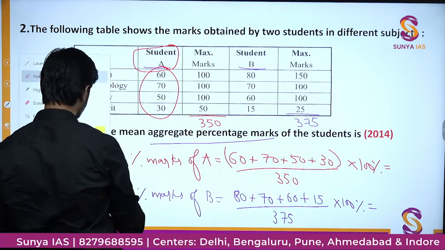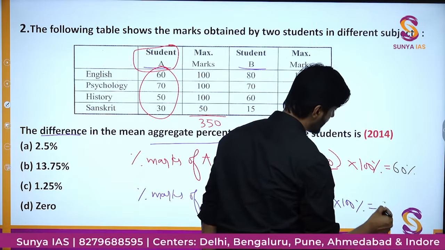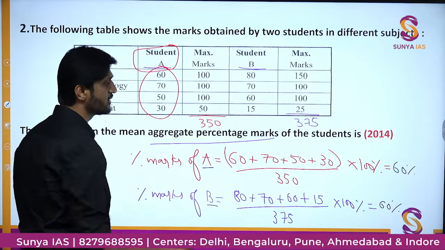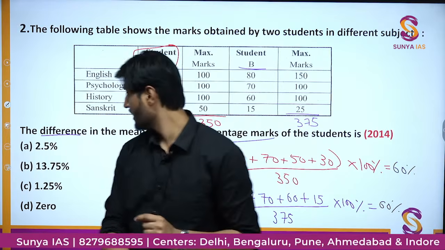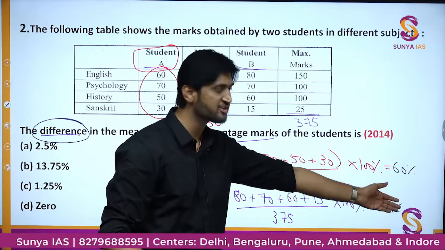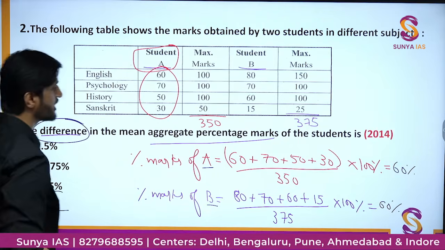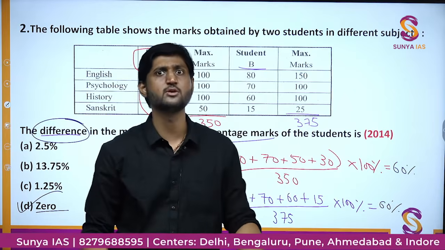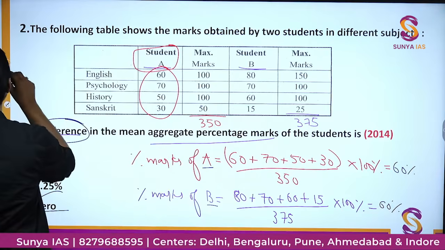In both of the cases, you will actually find 60% here also and 60% here also. So both of the students, student A and student B, are actually scoring the same aggregate percentage. What is being asked in the question? The difference in their percentages. Since they are having the same percentage, the difference is going to be 0. So option number D is the correct option in this case. Okay, so it was a pretty easy question which you can easily do. No basic concept, nothing is required. This is just a test of what you have done in your school.